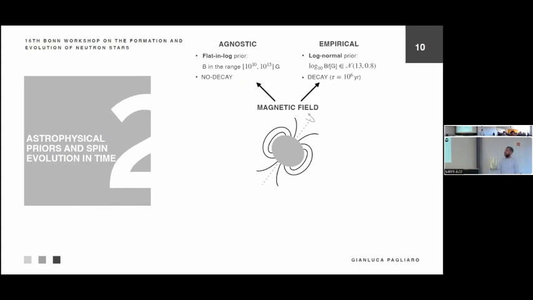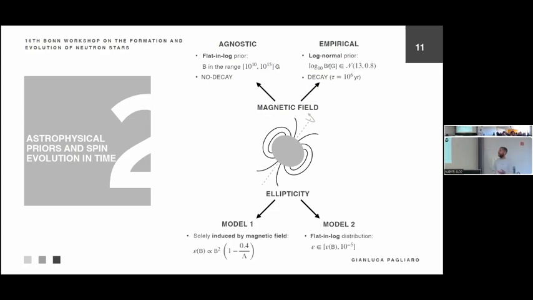For magnetic fields, we considered two very different models, what we call the agnostic model and the empirical model. In the agnostic model, we considered fairly uninformed priors in the range of validity of values that pertains to normal, non-recycled neutron stars. With the empirical model, we retrieve distributions of magnetic fields and spin frequencies that are consistent with the neutron stars that have been observed today, trying to reconstruct these distributions while taking into consideration all the different manifestations of neutron stars.